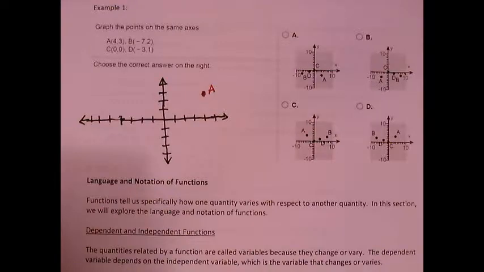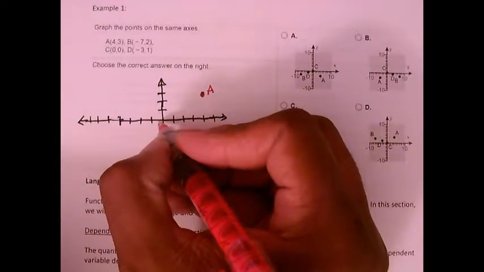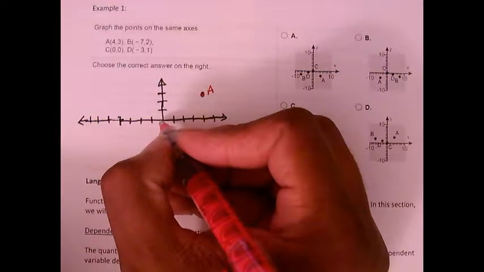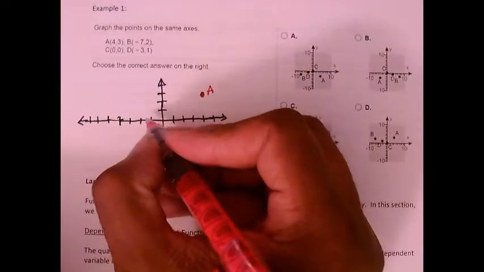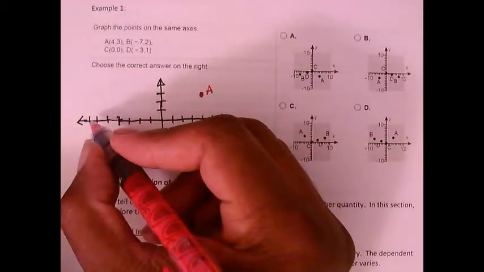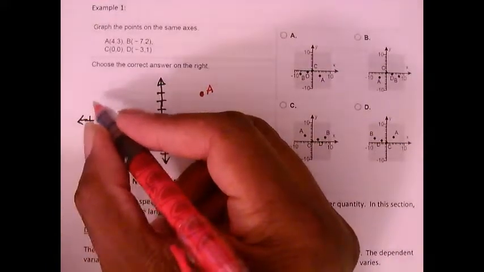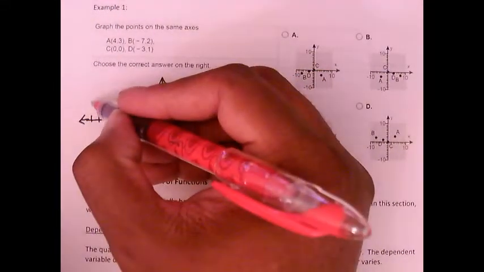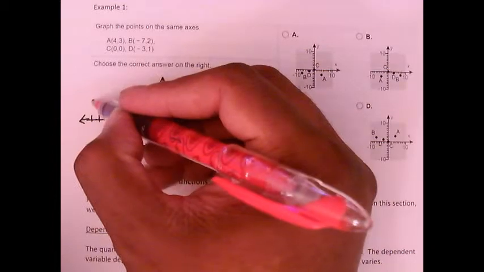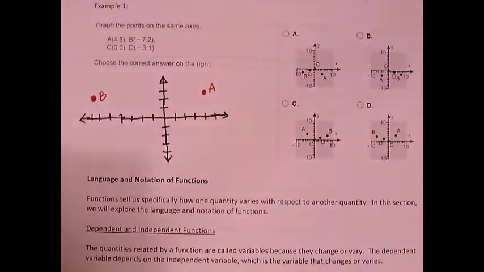And then for point B, which is negative 7, 2, we start at the origin. We're going to go to the left 7 because it's a negative 7. So we go to the left 1, 2, 3, 4, 5, 6, 7. And my y-coordinate is 2, so I go up 1, 2. Draw the point, and we'll label that as point B.